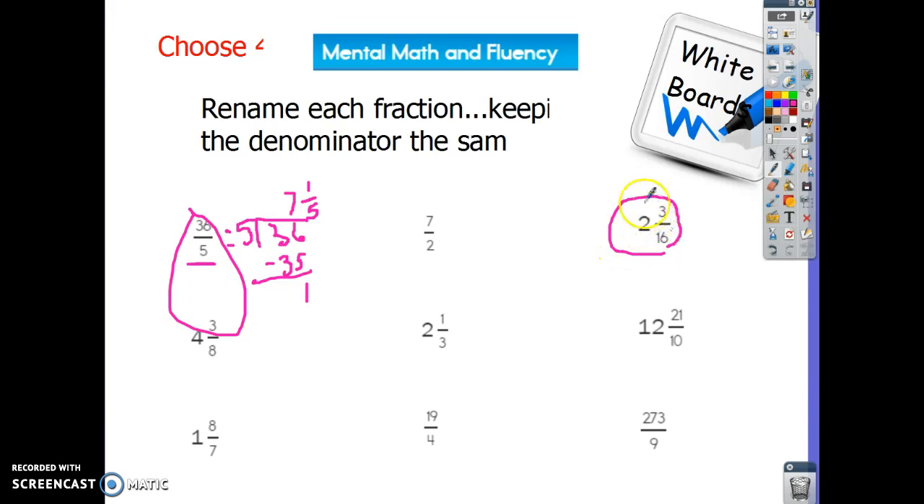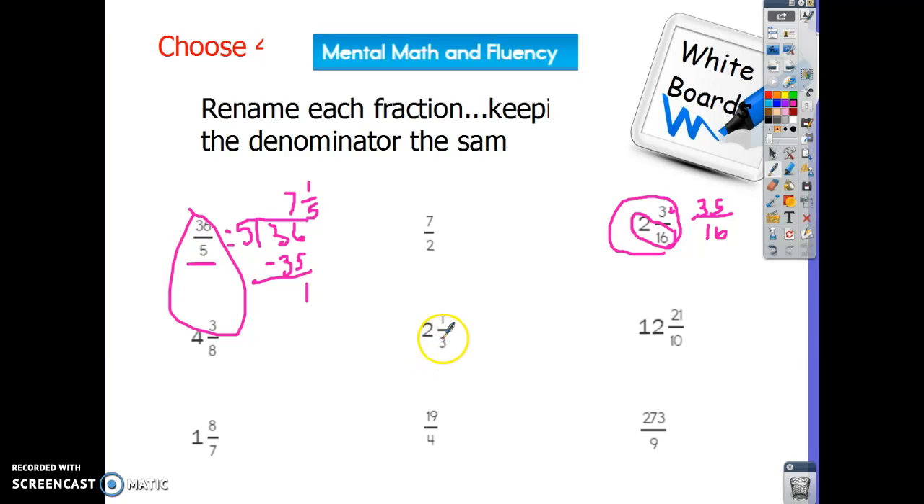For these mixed numbers over here, where there's a whole number and a fraction, your best bet is to take these two numbers and multiply them. So 16 times 2 is 32, and then add the numerator. That's 35, and then the denominator is always going to stay the same. There are some different things you can do, where you take 1 away from here and add 16 because it's in 16ths.